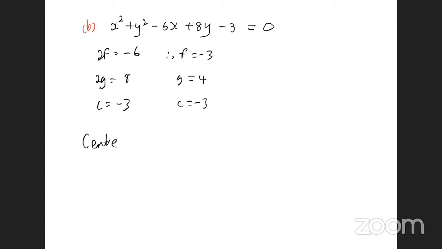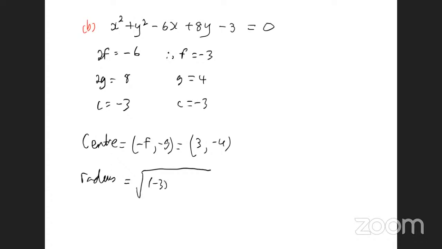So your center is always -F, -G. So that's +3, -4. And your radius is the square root of F squared plus G squared minus C. When you work this out, you'll get the square root of 9 plus 16 plus 3. I saw somebody put -3. A minus and a minus gives the plus, right? So that'll give you the square root of 20. So your center and radius.